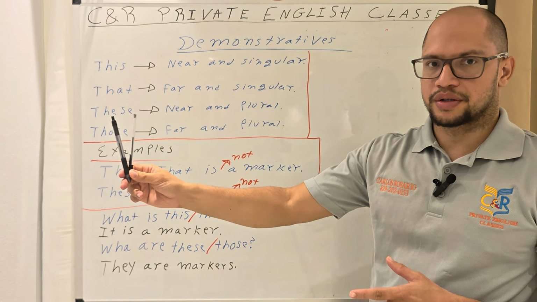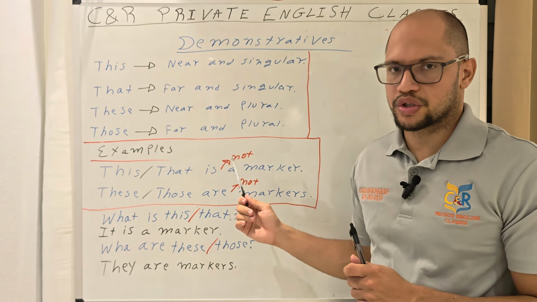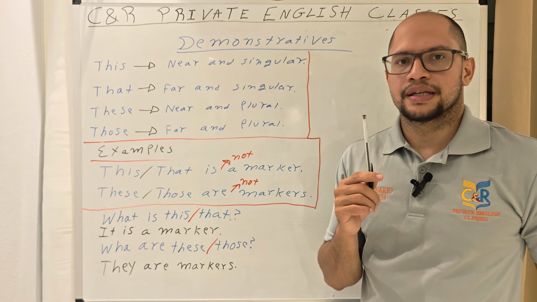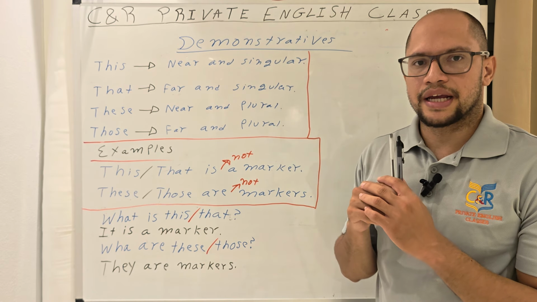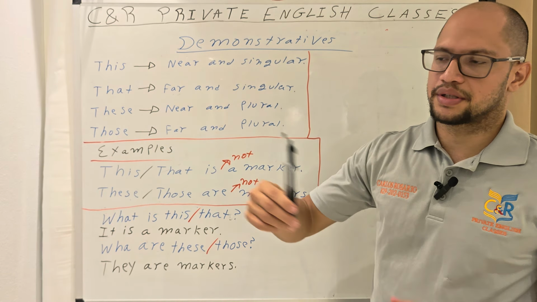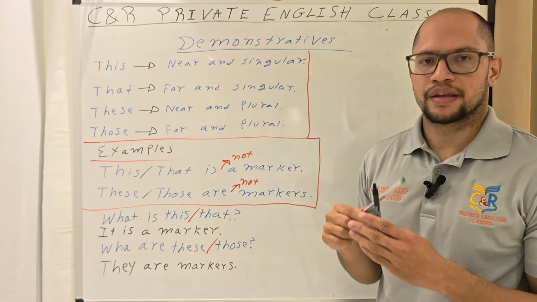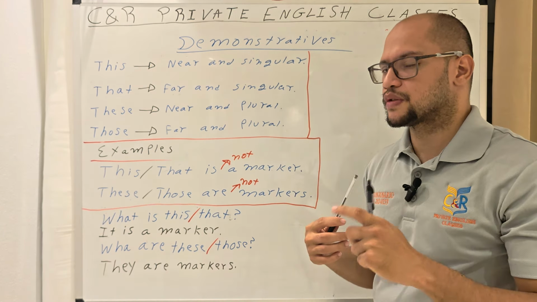Remember, you can make the contraction using the verb to be and not. And you can say, this isn't a marker. These aren't markers. Those aren't markers. That isn't a marker. Okay, remember, contraction, the verb to be. Watch the previous videos.